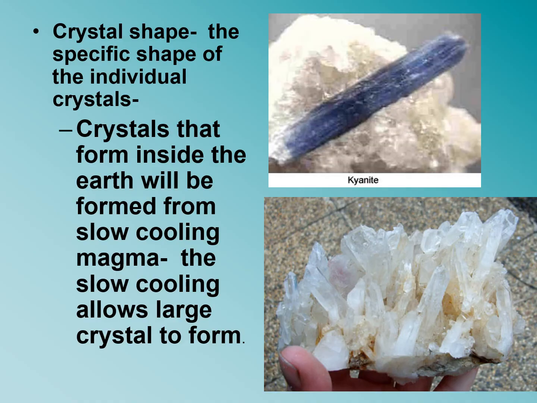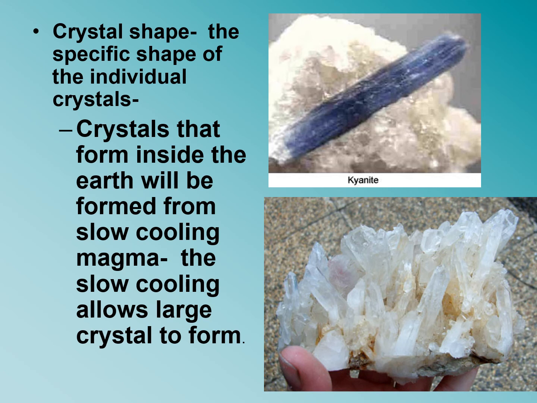So, crystal shapes. They are the shape of the specific crystals in there. And when I look at a crystal, if I see that I can see really nice big crystals, I know something about that mineral. I know that it's formed underneath the ground. And why do I know that? Because when it's underneath the ground, it is cooling very, very slowly. And that slow cooling allows the crystals to get very, very big.